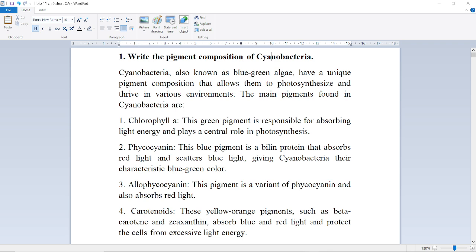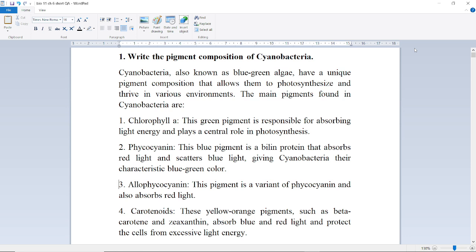Cyanobacteria, also known as blue-green algae, have a unique pigment composition that allows them to photosynthesize and thrive in various environments. The main pigments found in cyanobacteria are: first one is chlorophyll A. This green pigment is responsible for absorbing light energy and plays a central role in photosynthesis. Next is phycocyanin. This blue pigment is a bilin protein that absorbs red light and scatters blue light, giving cyanobacteria their characteristic blue-green color.